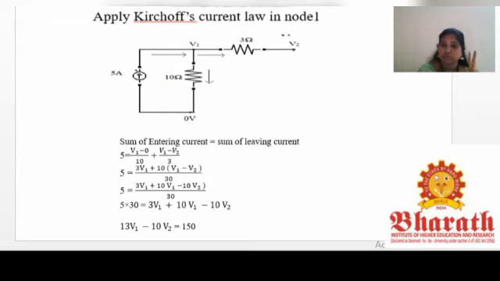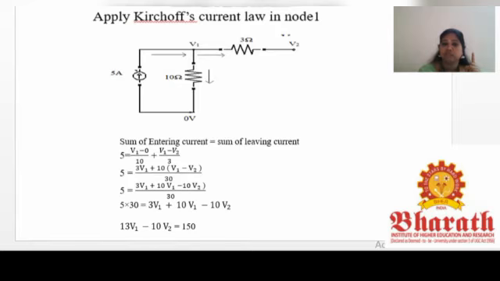This 3 ohm resistance is connected between node 1 and node 2. Node 1 end is connected with node 1 and the other end is connected with node 2. So again the same Ohm's law formula, I is equal to V divided by R. The voltage is between node 1 and node 2, that is V1 and V2. So I am writing the equation as V1 minus V2 divided by the R value, R is equal to 3 here. So V1 minus V2 divided by 3.